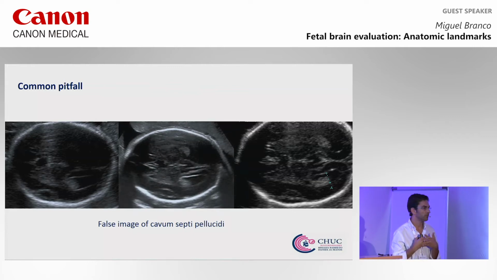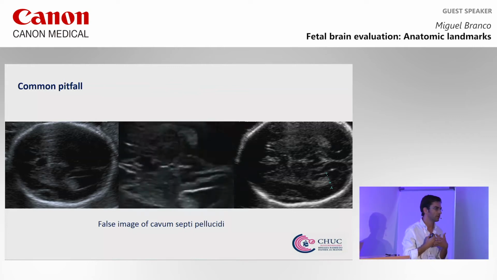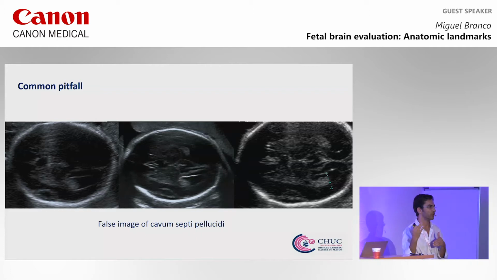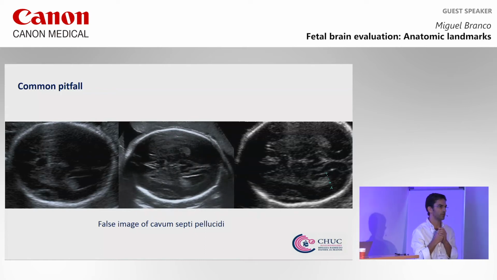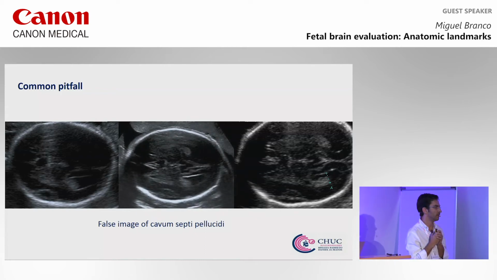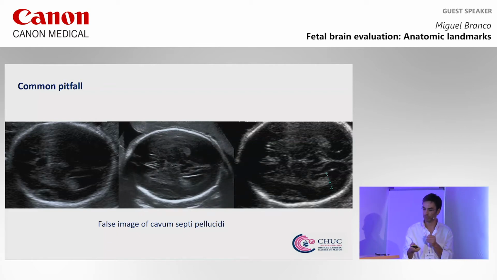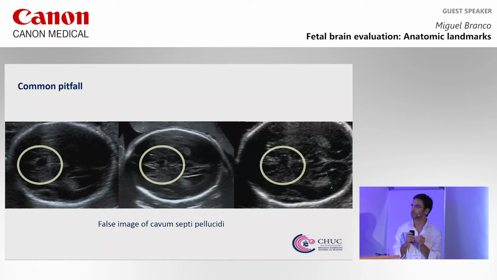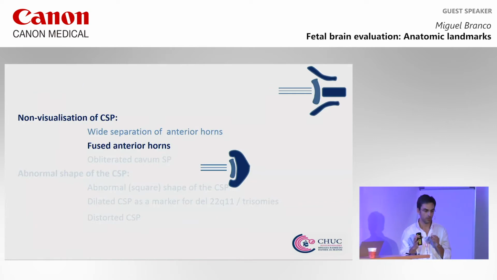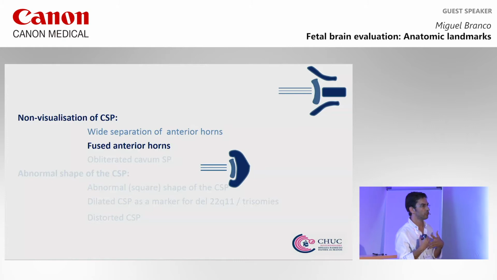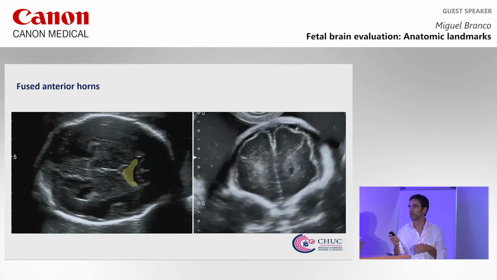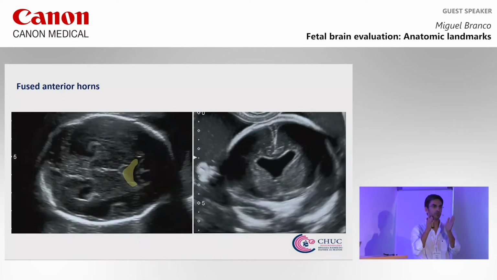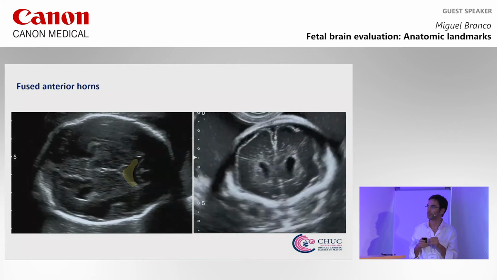There is another common pitfall. Sometimes the roof of the third ventricle in complete agenesis of the corpus callosum is slightly upper displaced, and that can mimic the CSP and give us a wrong diagnosis. Another group, we don't have CSP and have anterior fused horns. Like in this case, in coronal evaluation, we are not able to see the leaflets of the CSP.